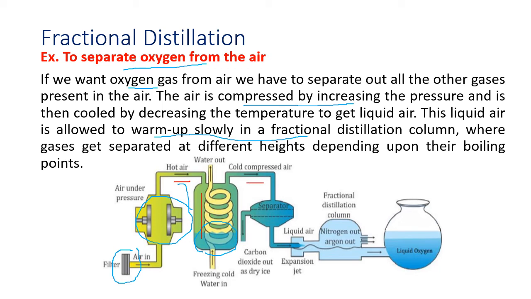Then the cold compressed air comes to the separator. Carbon dioxide is removed at this point, and it comes out as dry ice. Then the liquid air is taken to the expansion jet. In the expansion jet, the ones with low density, that is nitrogen and argon, separate.